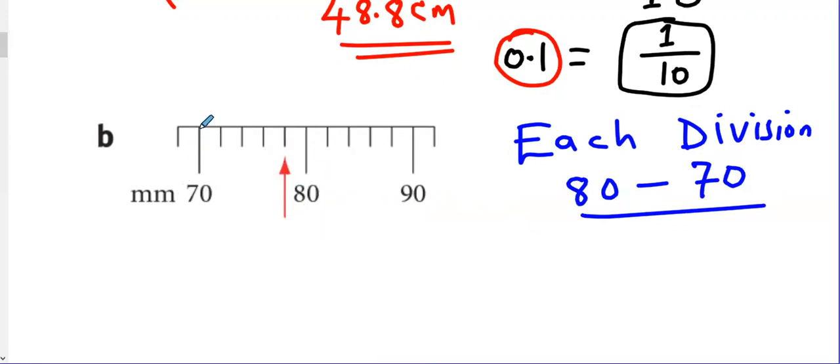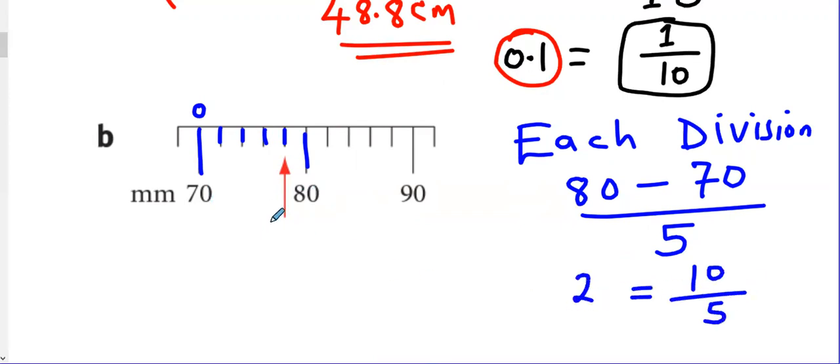So there we go, this is 70. Count it as 0, 1, 2, 3, 4, 5. So from 70 to 80, there are 5 other lines. Subtracting, 80 minus 70 is 10, divided by 5 equals 2. So each line here represents 2 millimeters.